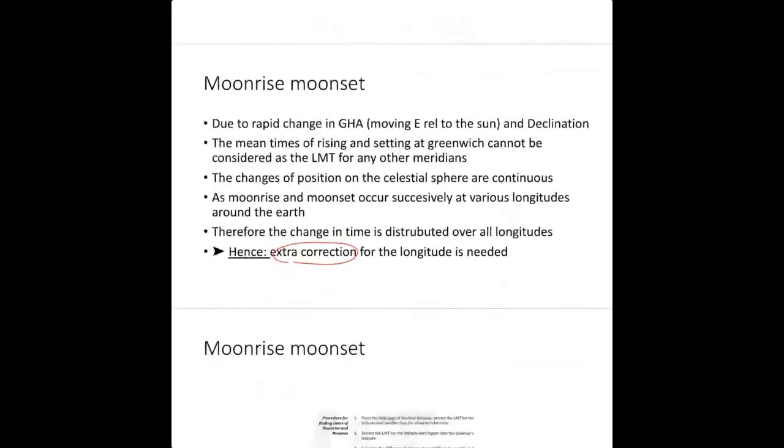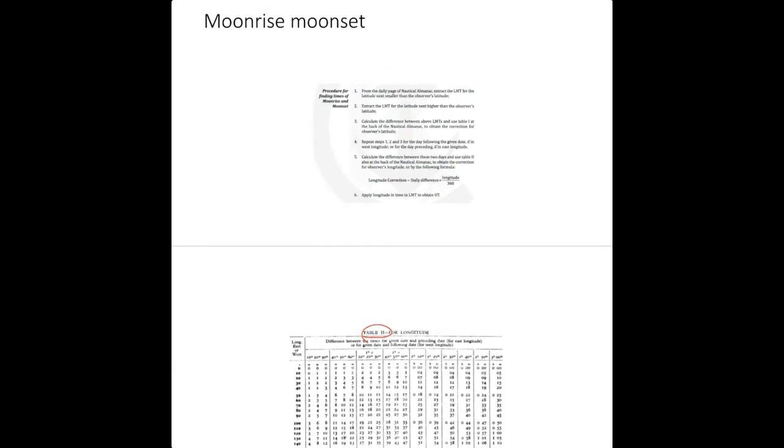So basically the procedure for moonset and moonrise is the same. You first find the LMT for the latitudes higher and lower than your specific latitude. You make the difference between the LMTs, and with this difference and your tabular interval, you find your first basic correction for LMT. And then you have to apply a second correction.